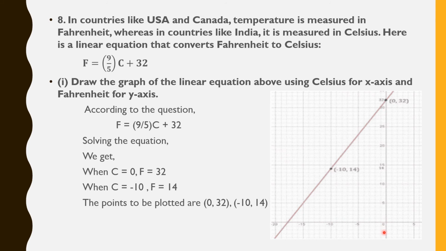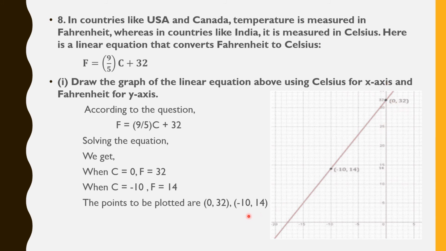On the x-axis, I have taken 0, minus 5, minus 10, minus 15 and minus 20. And on the y-axis, I have taken 0, 5, 10, 15, 20, 25, 30. As you can clearly see, y has only positive values. So now plotting (0, 32): 0 of x and 32 of y. Here 32 would be two lines above 30. So 32 would be here. This coordinate is (0, 32).